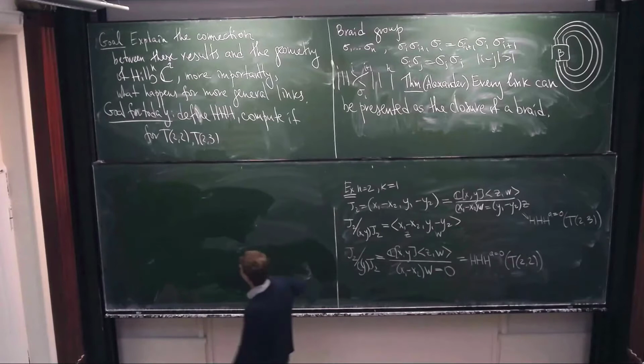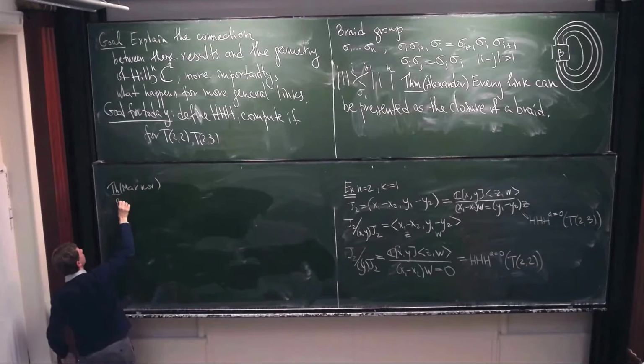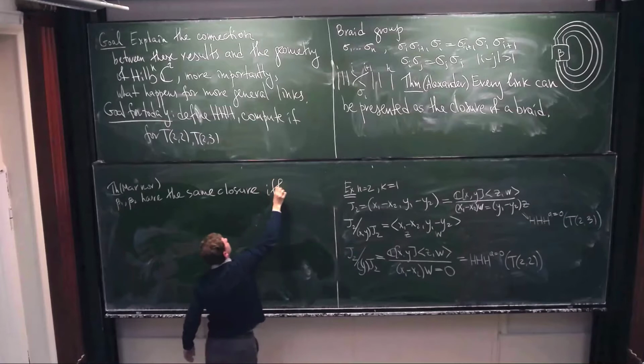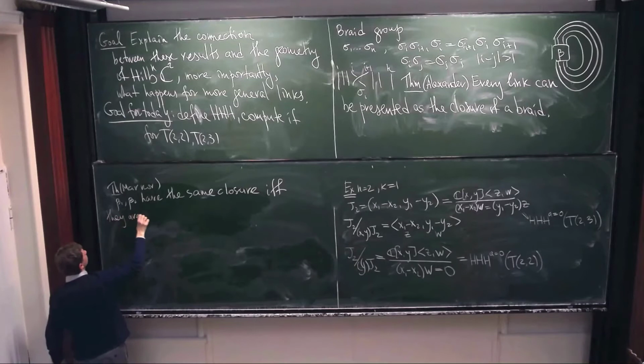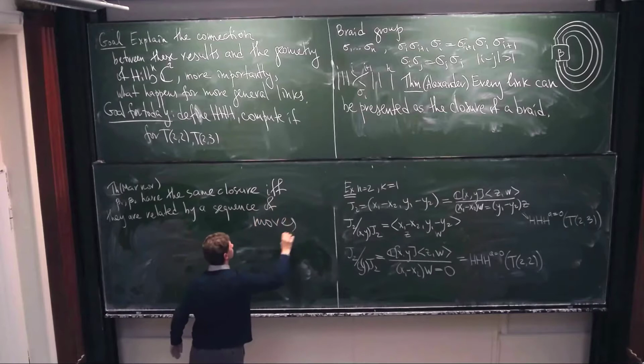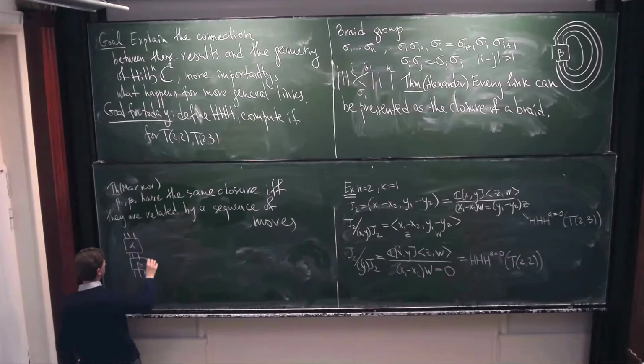So another theorem, Markov, again very classical, is that beta1 and beta2 have the same closure if and only if they are related by a sequence of moves. So there are two types of moves. First, if I have alpha and beta, I can swap the order, and then the closure of this is the same as the closure of beta alpha.